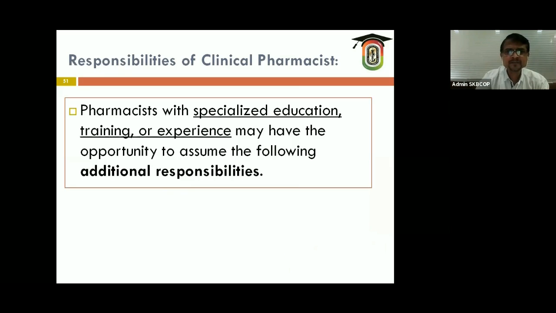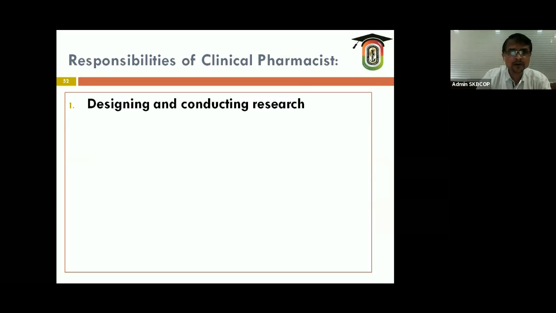Apart from this, there are three additional responsibilities that a pharmacist has to carry out. A pharmacist with specialized education, training and experience may have an opportunity to assume some of the following additional responsibilities. What are the additional responsibilities? One is designing and conducting research at his own level. Apart from the research that is going on within the hospital by the physicians, the pharmacist can design his own research and conduct it. Is that understood? So he can design a research.